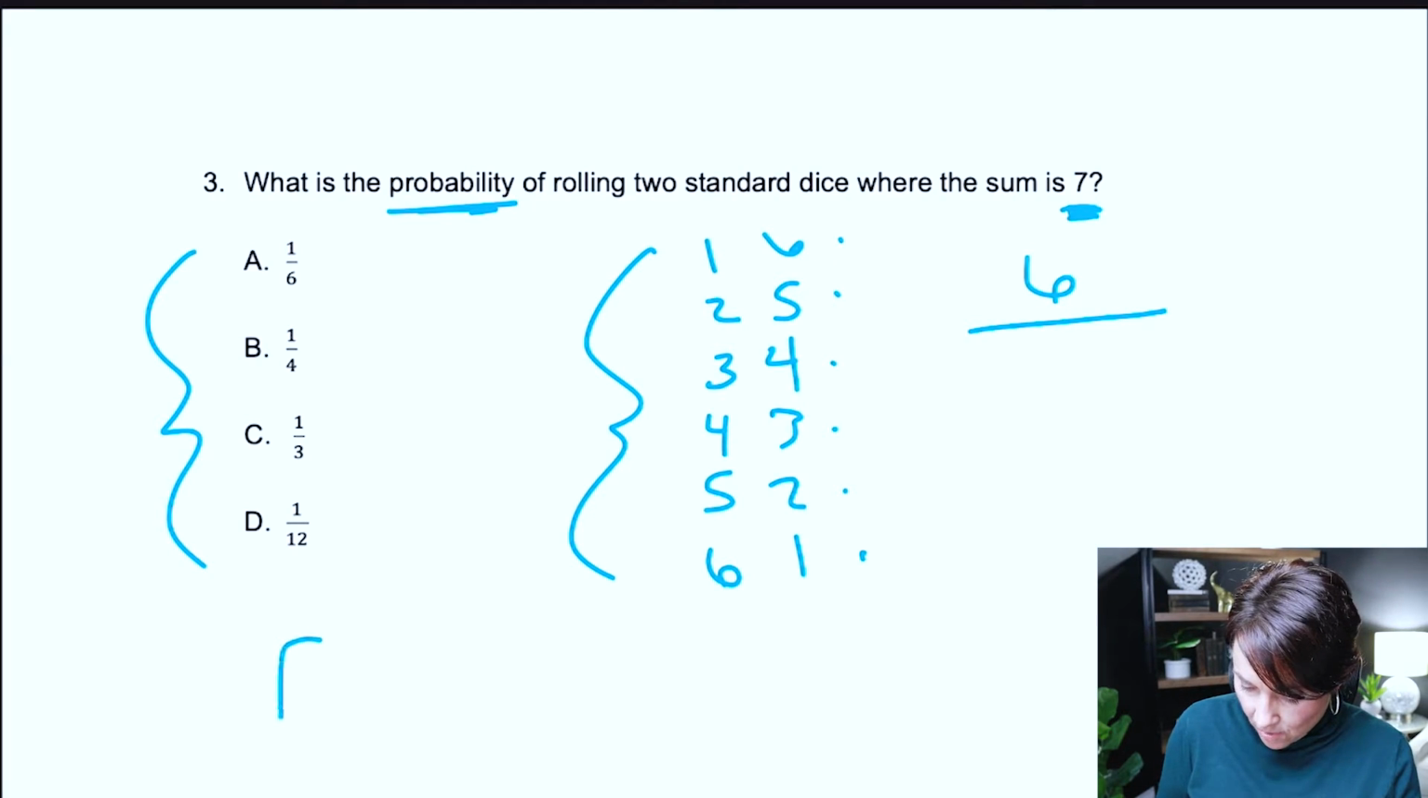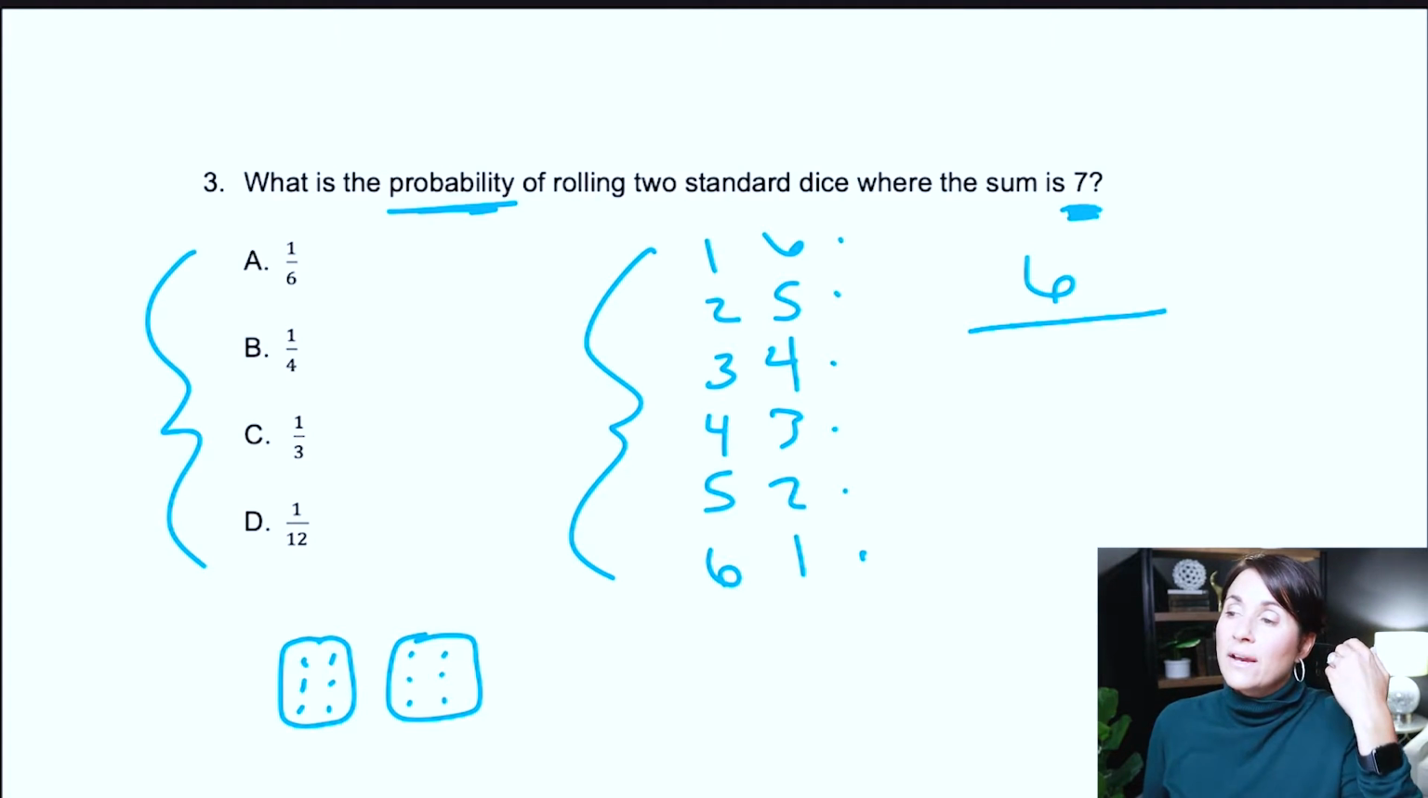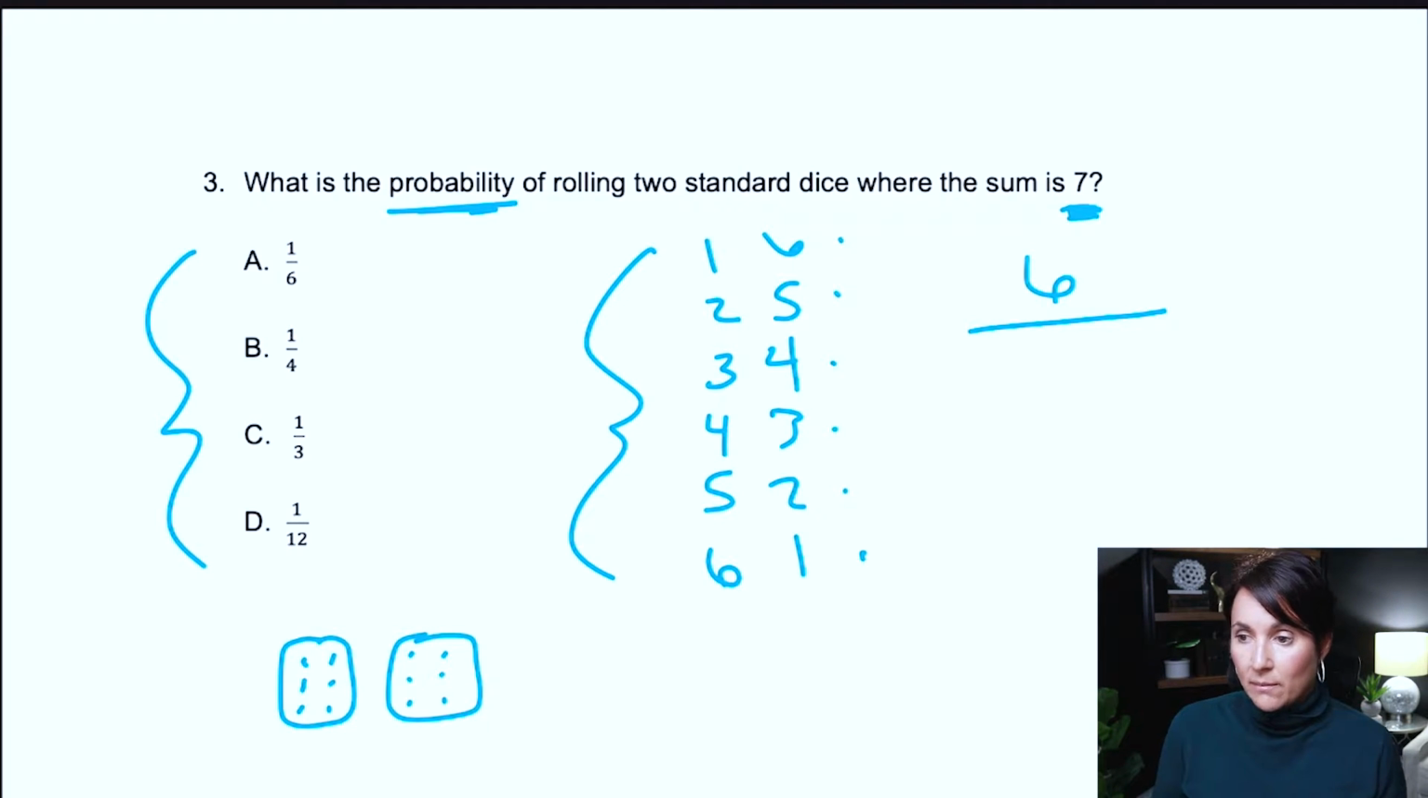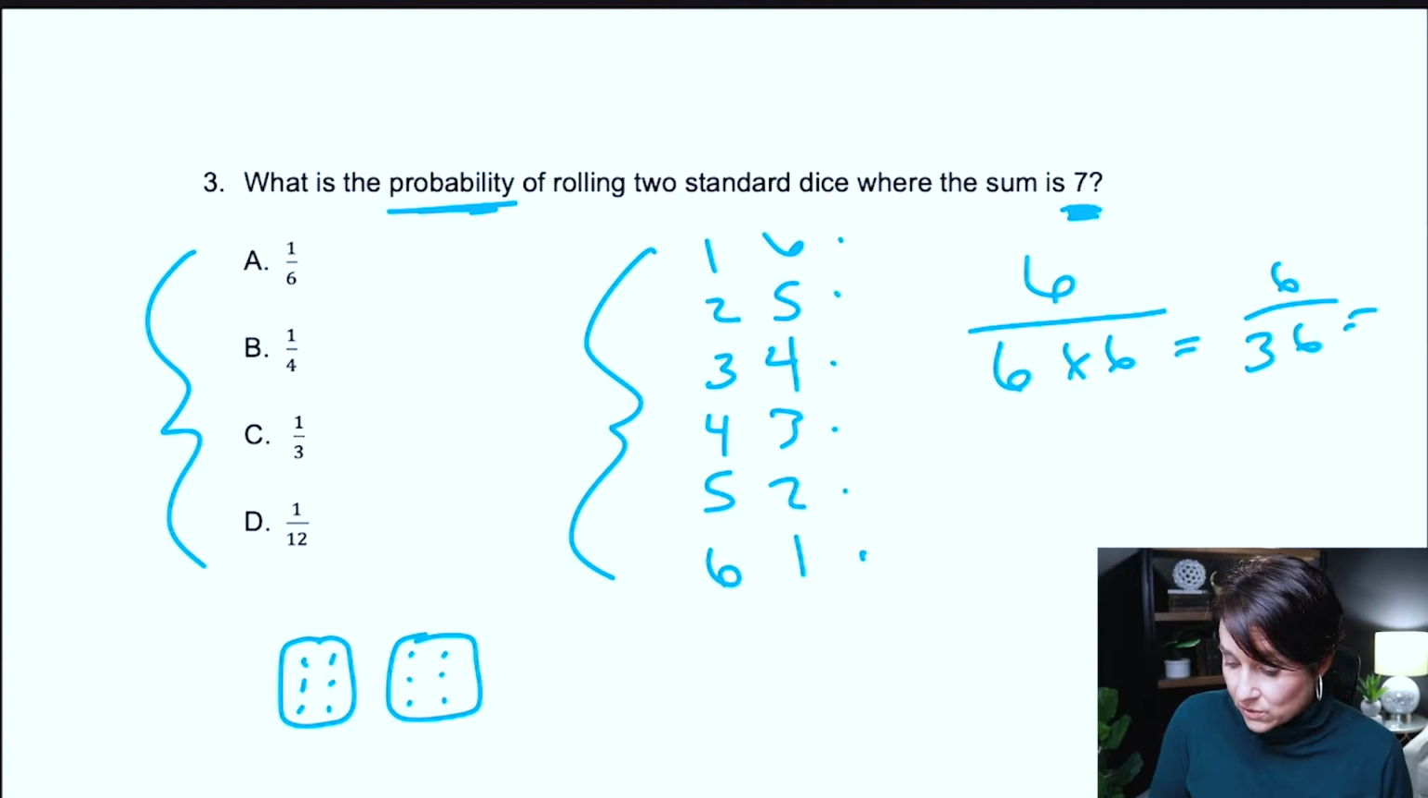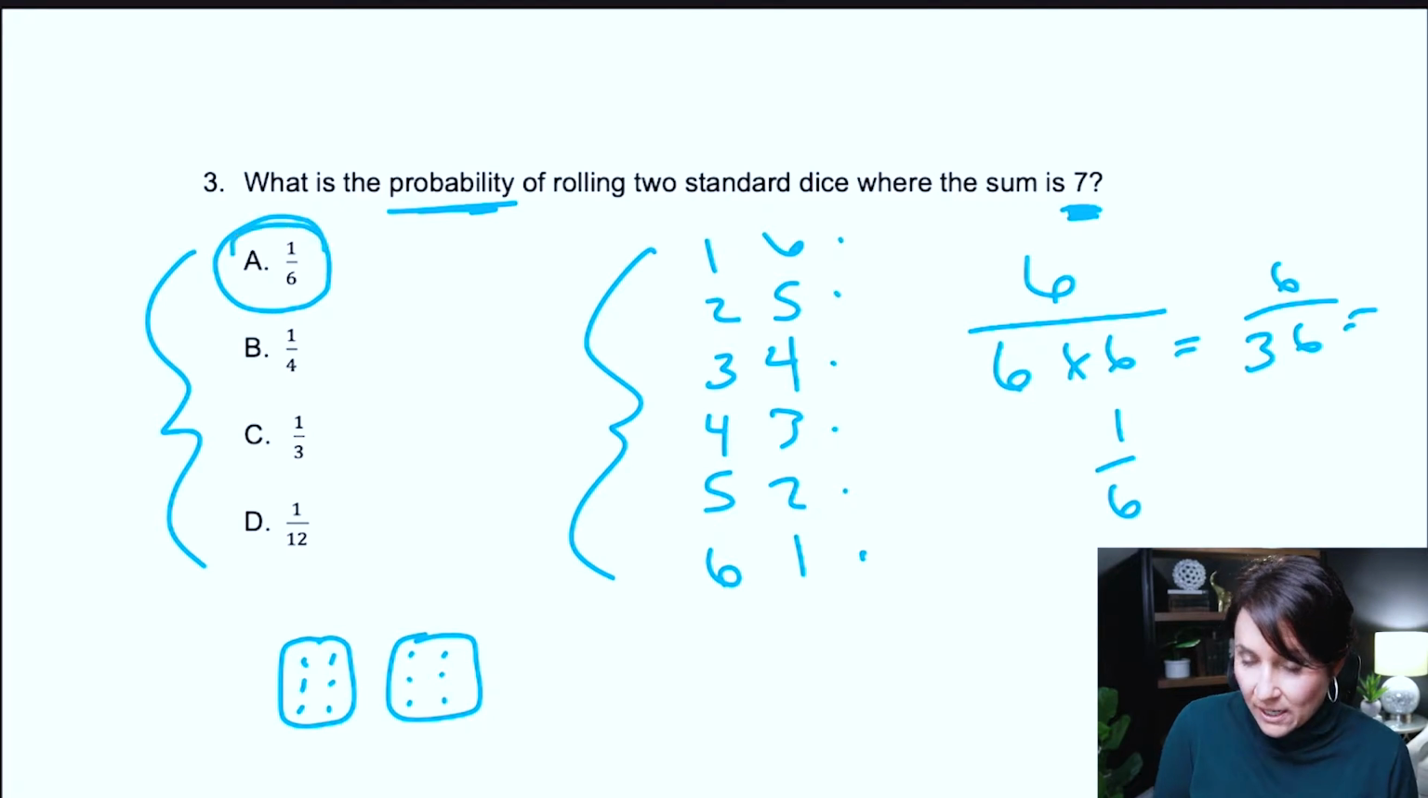All right, so let me draw my dice here. 1, 2, 3, 1, 2, 3. These are terrible looking dice, but 1, 2, 3, 1, 2, 3, right? So there are 6 possibilities for each die when we're talking about a pair of dice. So that's going to be 6 over 6 times 6, which equals 6 over 36, which can be reduced to 1/6. In the casino, you have a 1 in 6 chance, which is a pretty good chance, of rolling craps, which means the house takes your money. So the answer to number 3 is A, 1/6.